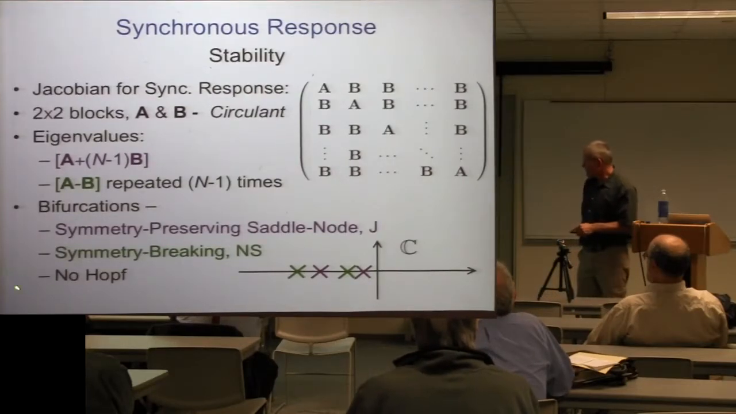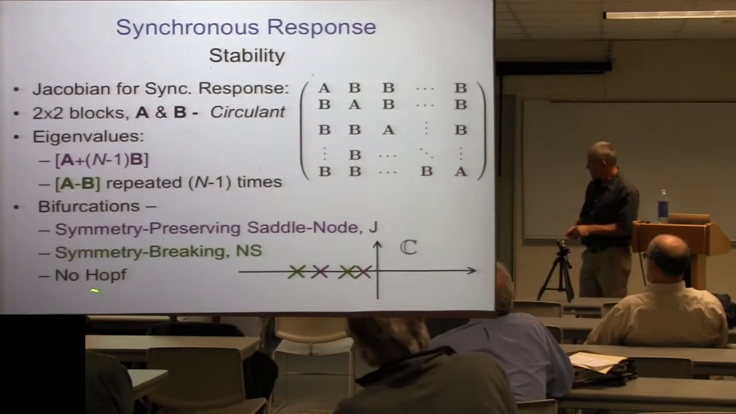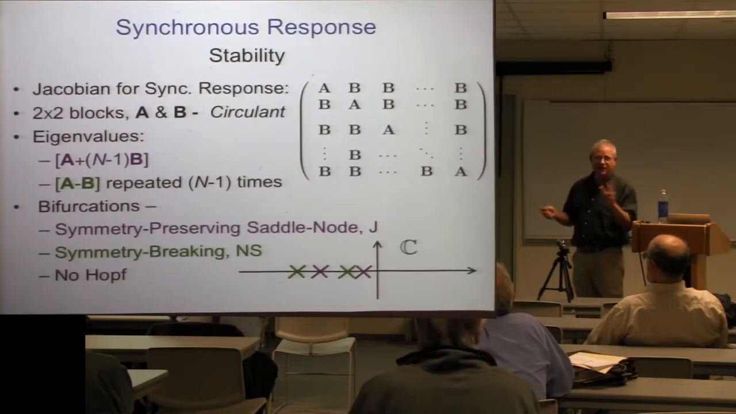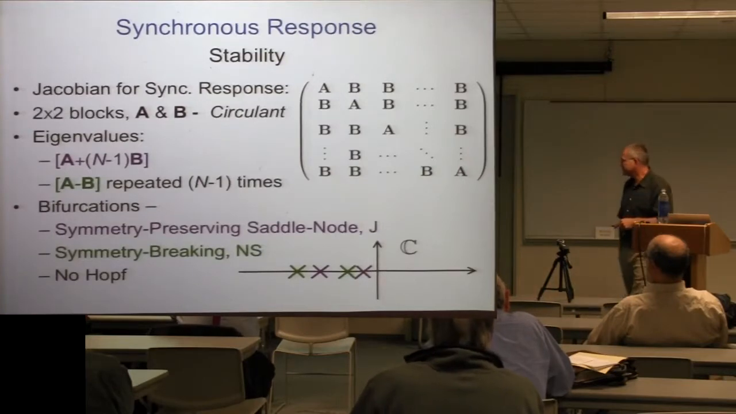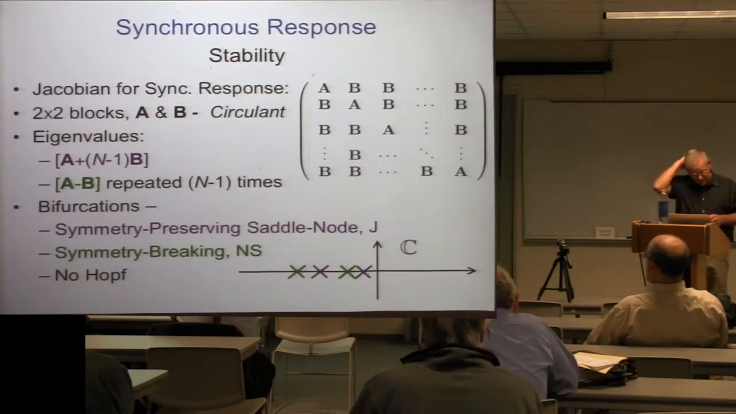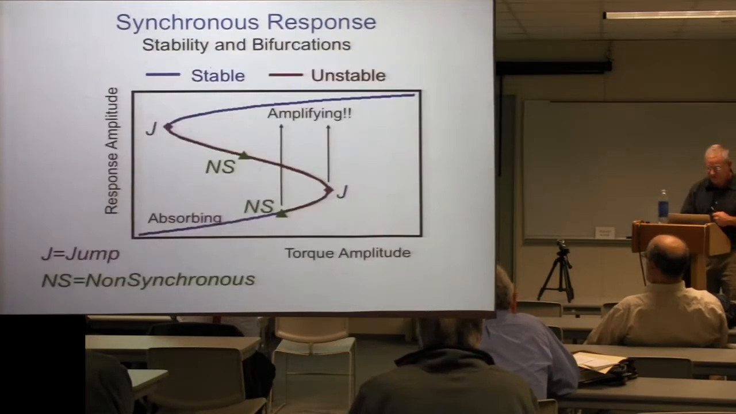The first thing is that I know that some people will be disappointed that there's no Hopf bifurcations. You don't get any traveling wave and stuff like that, so it's not as interesting as it might be. But you do get this classic jump saddle node bifurcation when these eigenvalues become 0, and when these repeated ones go through 0, you get symmetry breaking bifurcations, and those are highly degenerate because of the repeated eigenvalues.